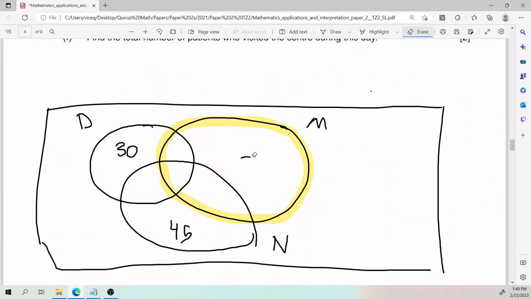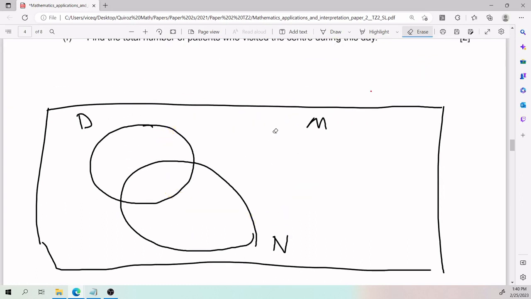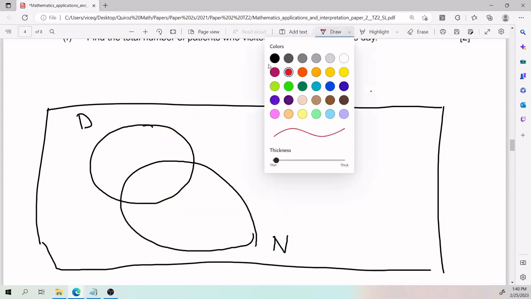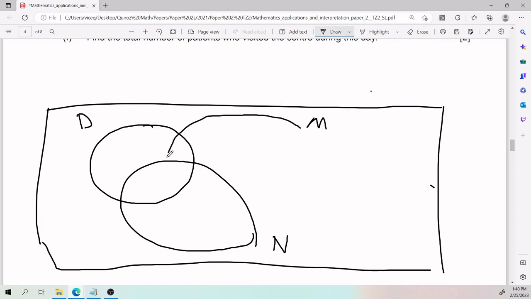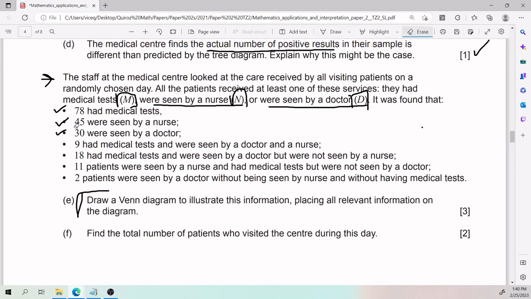So let's take that approach again. I'm going to erase my 78, erase my 45, erase my 30, erase that highlighted thing, draw this again. And now that we have that knowledge, we will approach differently. So yes, 78 have medical tests, but for now we're going to put these 3 on hold. Okay, it's useful information, but we do not plug it in right away.